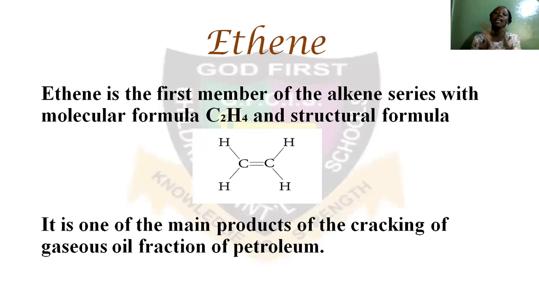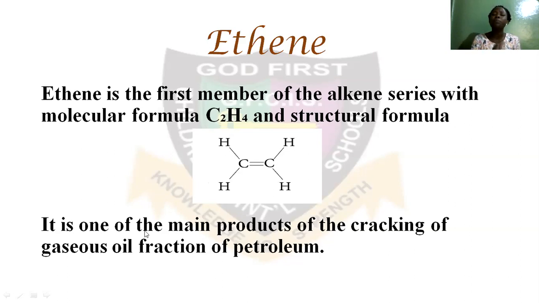Good. So now let's look at ethene as the first member of the alkenes. So ethene is the first member of the alkene series. The molecular formula is C2H4, and the structural formula is what you are seeing here. Carbon to carbon double bond, and then you have 2 hydrogens attached to each of them. Now, do you notice that each carbon has 4 bonds? So you have 1, 2, 3, 4. So this one you have 1, 2, 3, 4. So that's why that structure is like this.